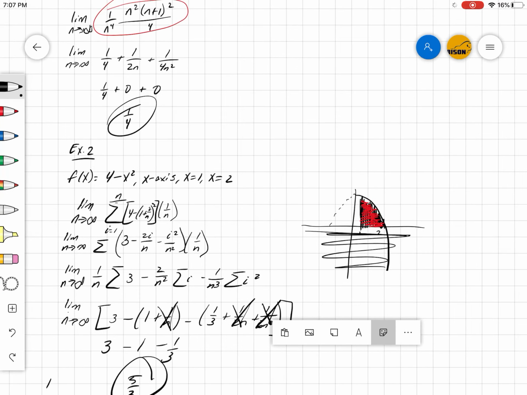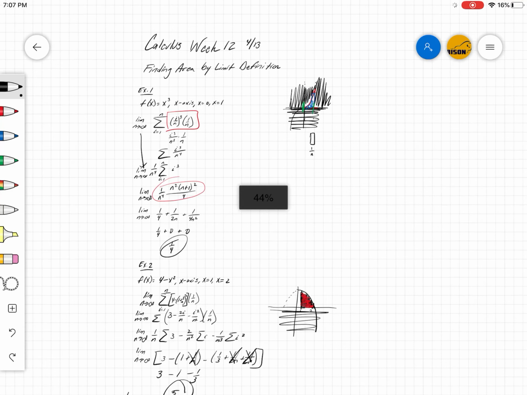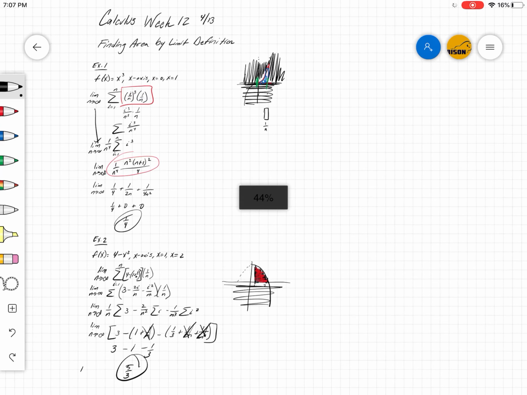Hopefully you were able to follow this. If not, ask me a question. You should be good. I'm going to zoom it back out here in case you want to take a picture of it. I got some problems for you today.